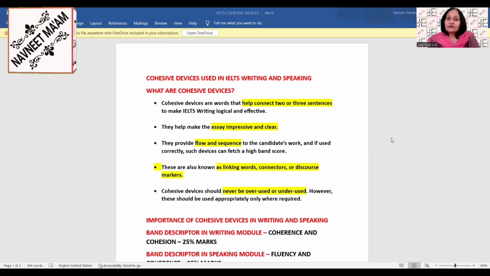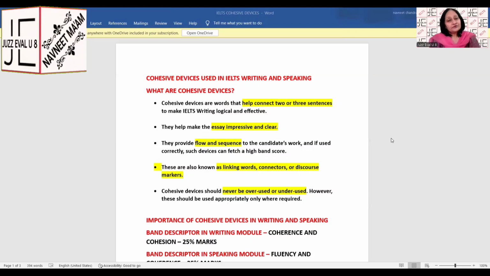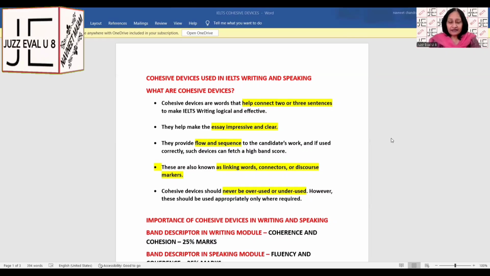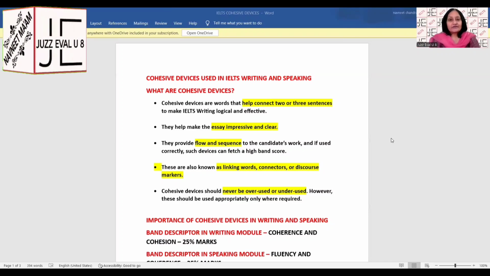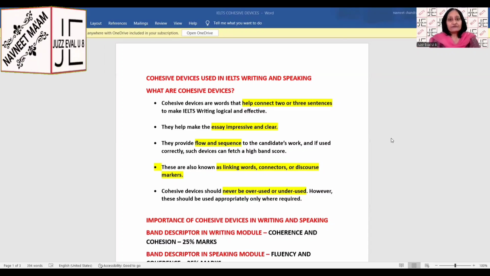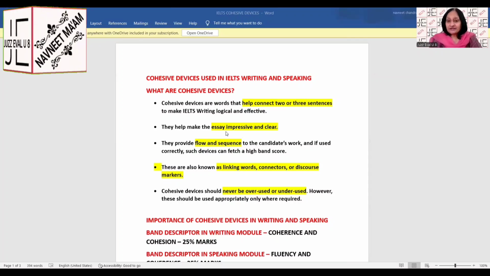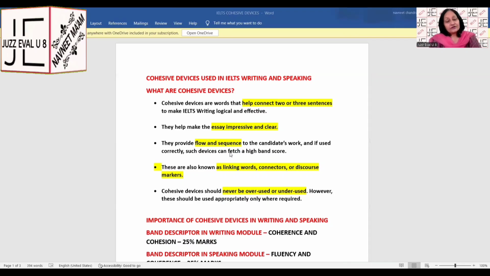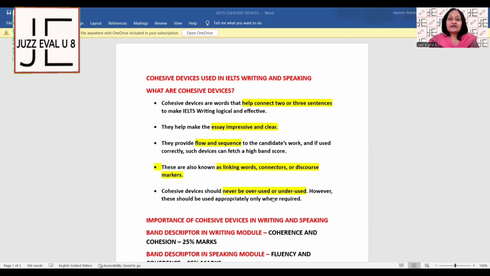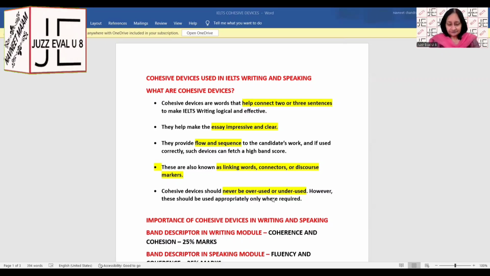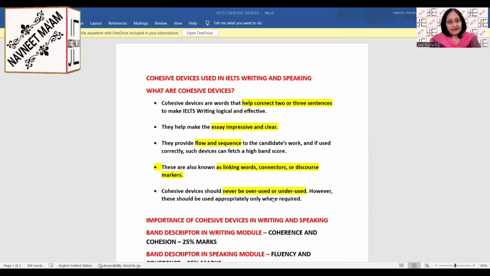In IELTS writing and speaking, if you use these cohesive devices appropriately, that is, don't overuse them, don't underuse them, wherever they are required, you get a very high band score. This makes your essay impressive and clear. They also give a flow and sequence. Never overuse, that is, using a cohesive device in each and every sentence. No, that won't work. Only where it is required. Use it there, and don't underuse.